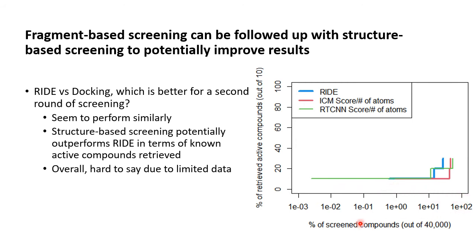However, the RTCNN ligand efficiency was a better ranking method for the ligands as it was able to retrieve an active compound when a drastically smaller percentage of compounds were screened. In other words, the RTCNN ligand efficiency score ranked the active compound much higher up compared to the random ligands. Ultimately, while structure-based screening seems like the better option in this situation, it is difficult to say if the same would be true for other screens due to the limited data.